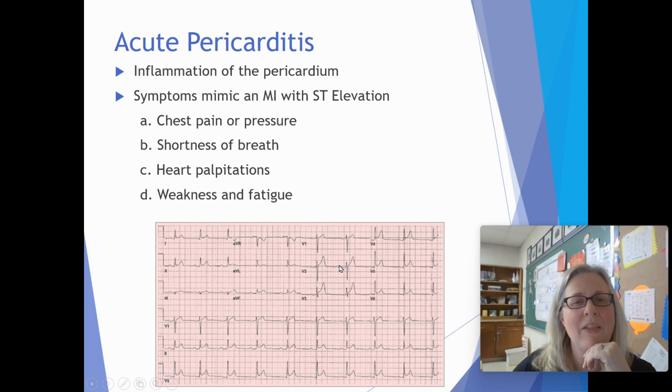Okay. And the only way to check that is we're going to do a couple things. We do the EKG first. It looks like ST elevation. We're going to pull some troponins to see if there's anything going on with the troponins, and we'll take it from there.